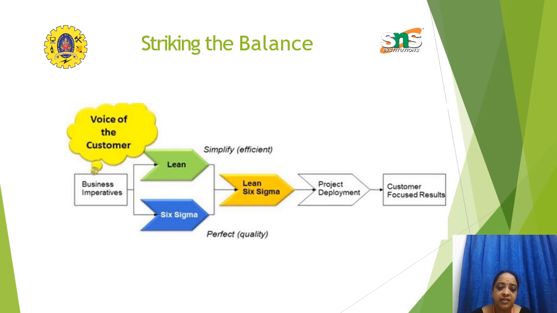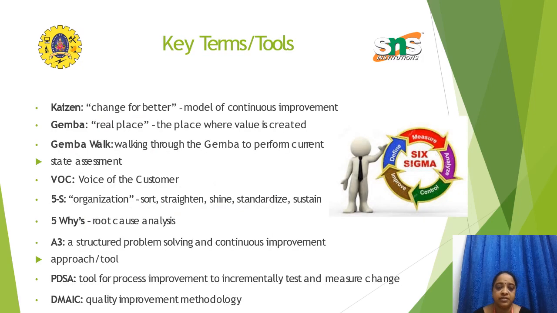Striking the balance between lean and Six Sigma can be done through the voice of the customer, that is business imperatives, project deployment, and customer focused results. Lean is simply efficient and Six Sigma is always perfect. That is doing all the things in the right context.